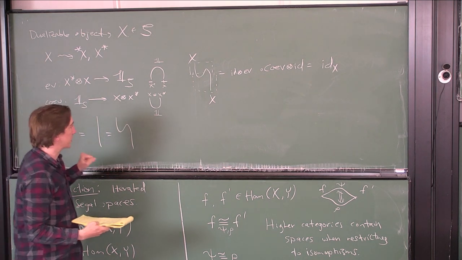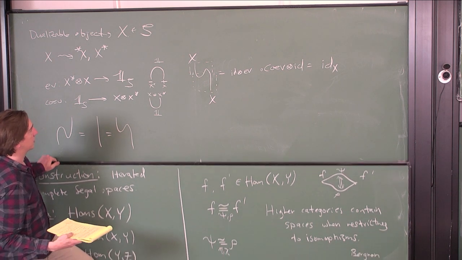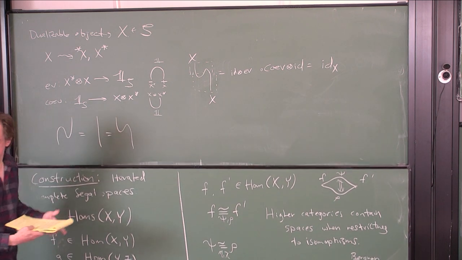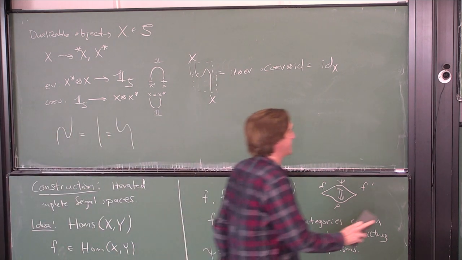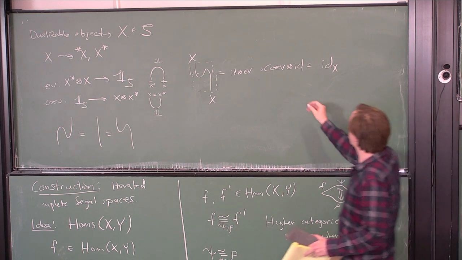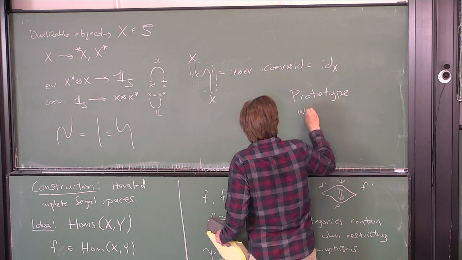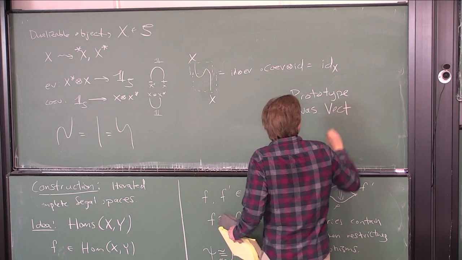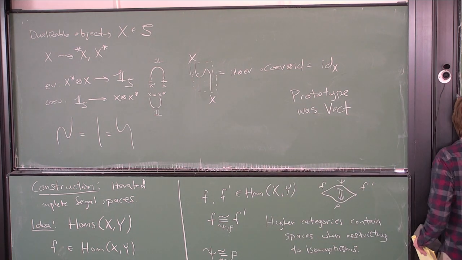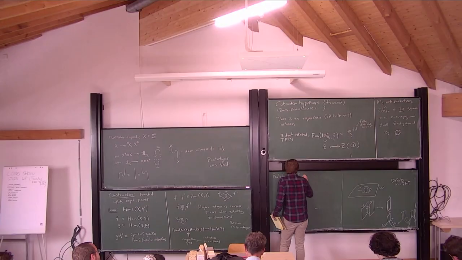Let me just say the other definition, and happily there's only one other definition I need to give. Leave that up. So the prototype here, obviously, was the category of vector spaces. Here, the prototype is the two-category of categories.